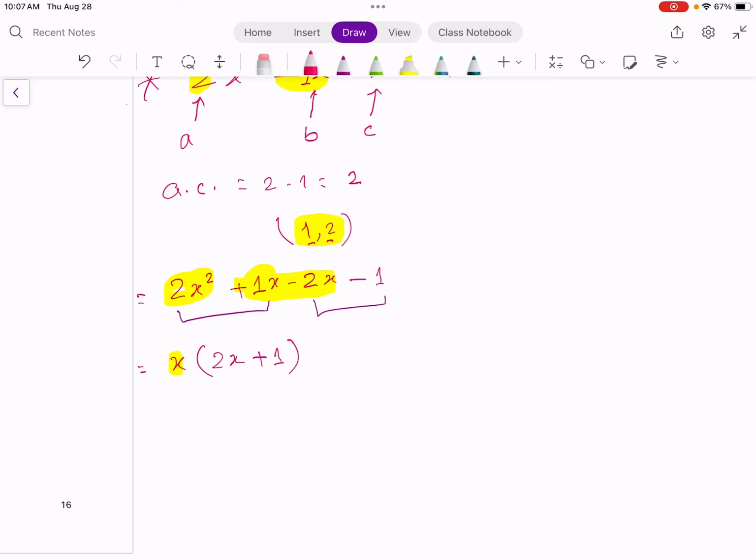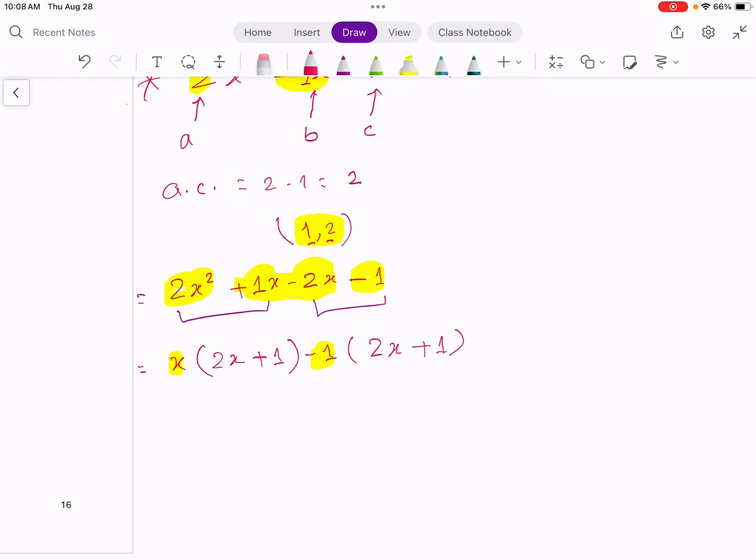Now in the similar way, in the last 2 terms, what do we have as a common factor? We have a negative in front, so let's factor out negative 1. So negative 1 is common. Now you divide each of these terms by negative 1. Negative 2x divided by negative 1 is positive 2x. In the similar way, negative 1 divided by negative 1 is positive 1.